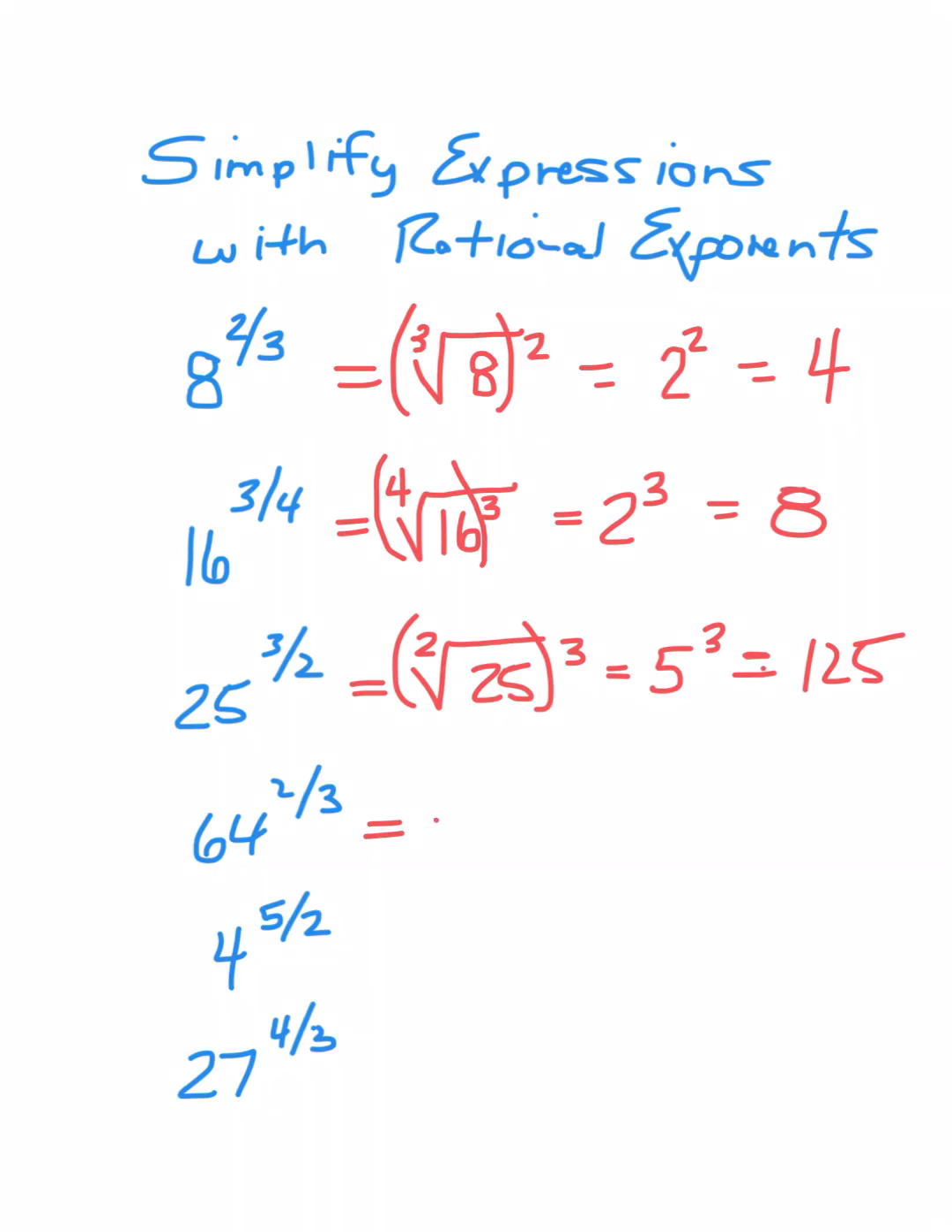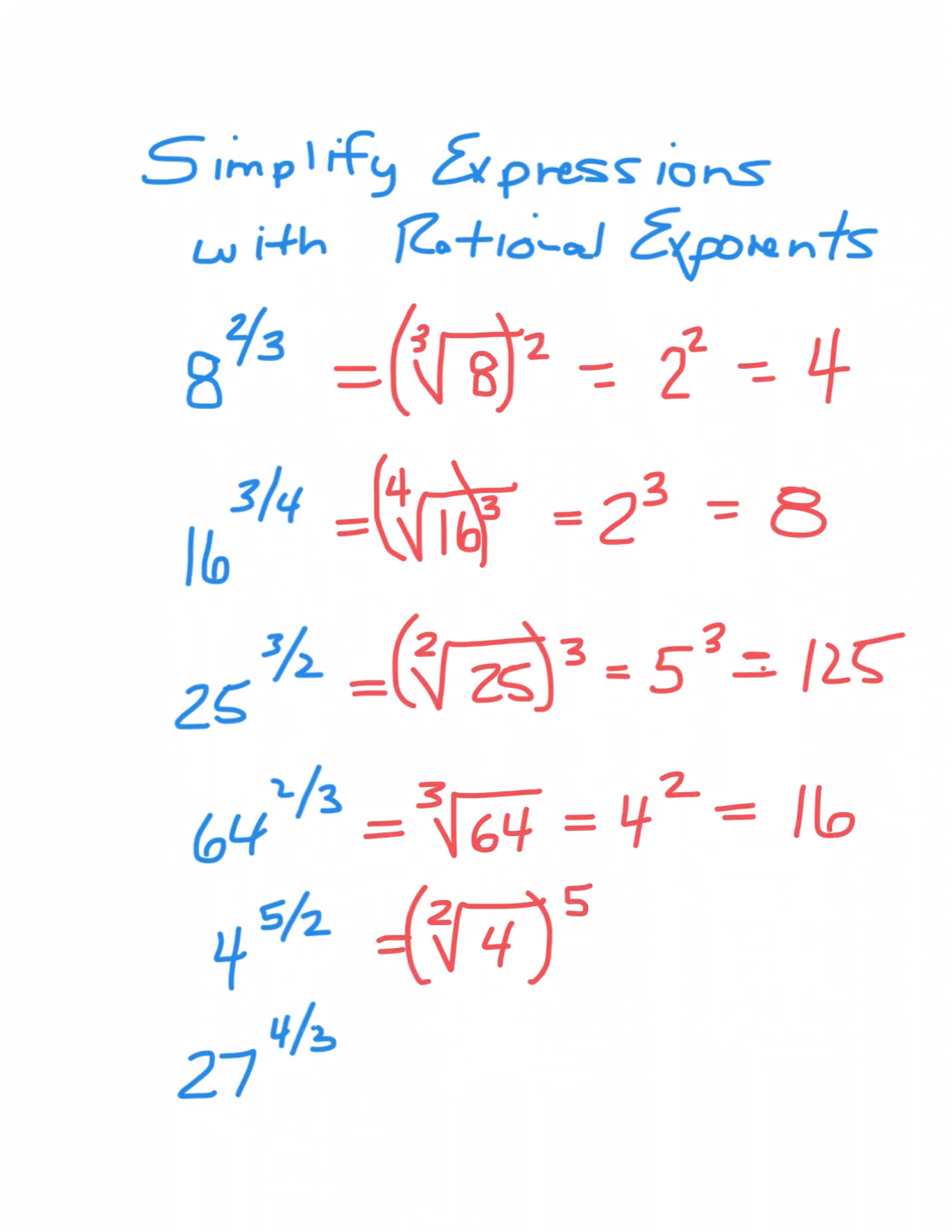64 to the 2/3 power, that's going to be the cube root of 64, which is 4. And then we're going to square that, which gives me 16. 4 to the 5/2 would be the square root of 4, which is 2, to the 5th power, which would be 32. Again, always using that list of perfect powers and perfect roots that are up on the board for you to use, recognize, and get very familiar with.